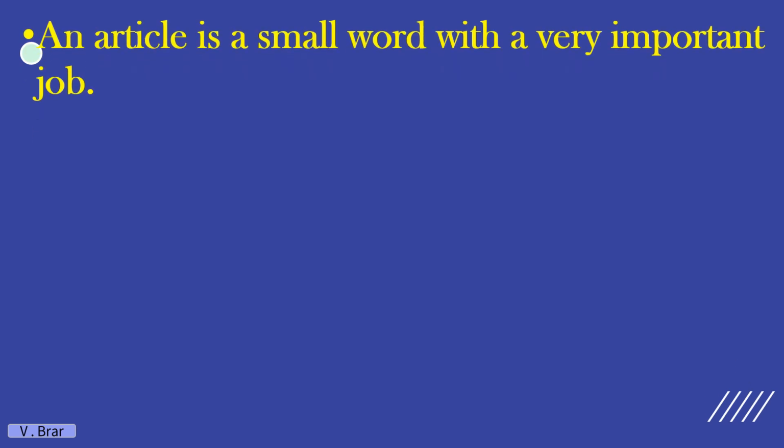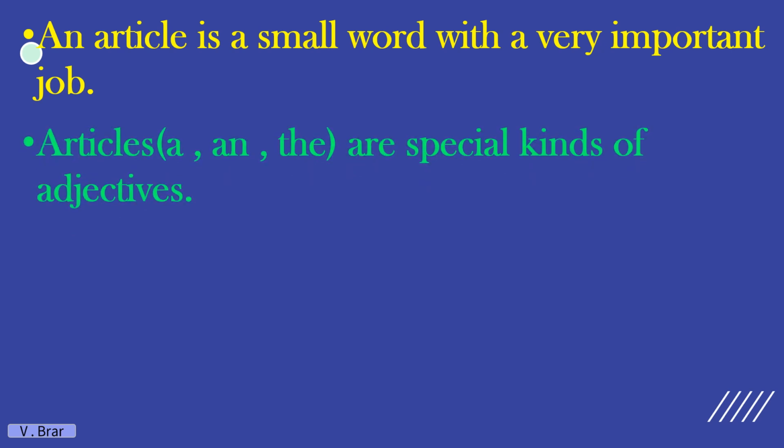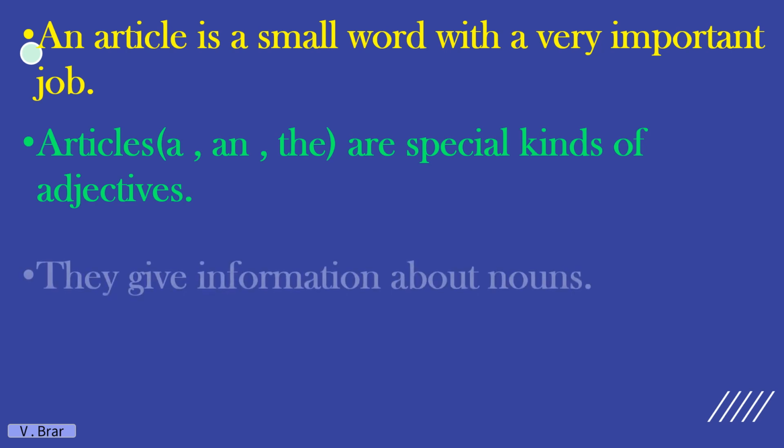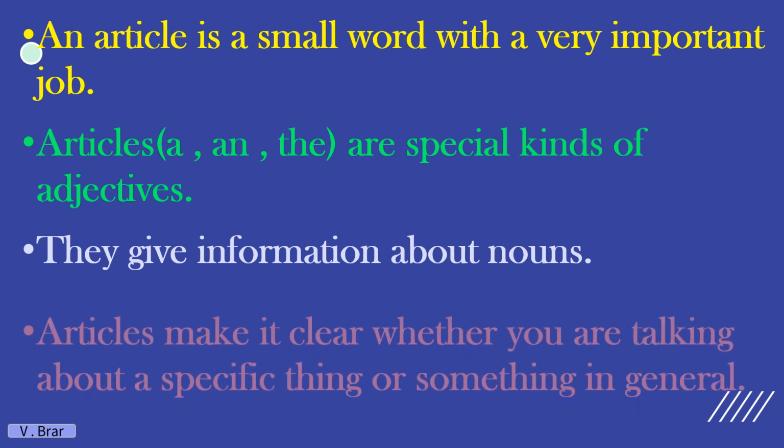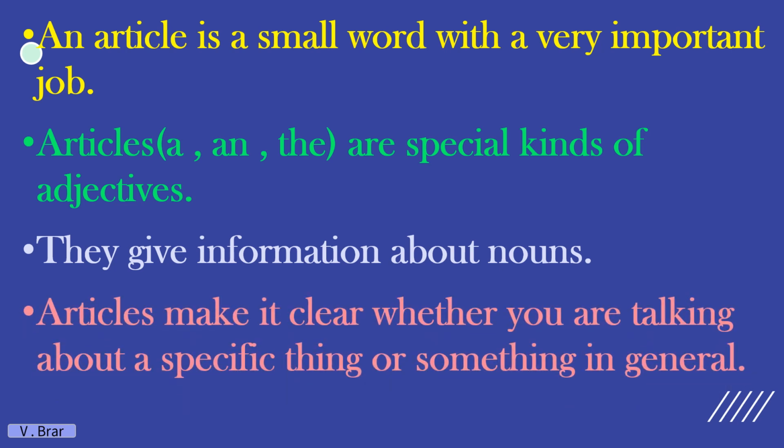Children, let's revise. An article is a small word with a very important job. Articles a, an, the are special kinds of adjectives. They give information about nouns. Articles make it clear whether you are talking about a specific thing or something in general.